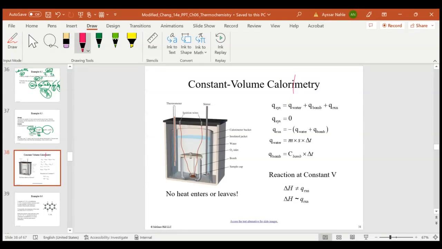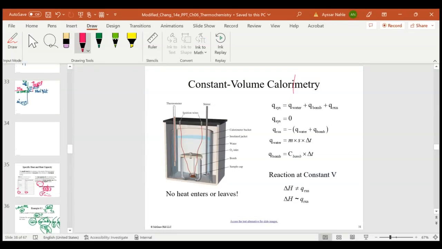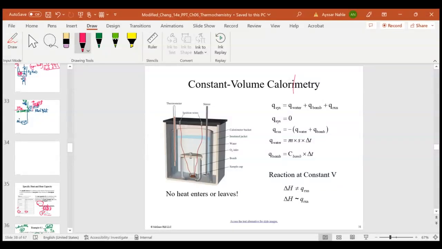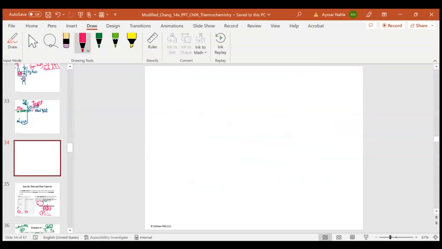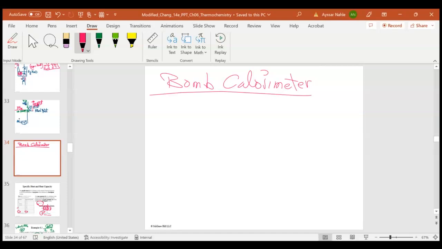Now, what is the calorimeter? Constant volume calorimeter in here. Let me explain it to you in a better way. If I want to call this one, I will call it a bomb calorimeter. I will try to draw it in there. My drawing is not perfect, but follow me, okay?